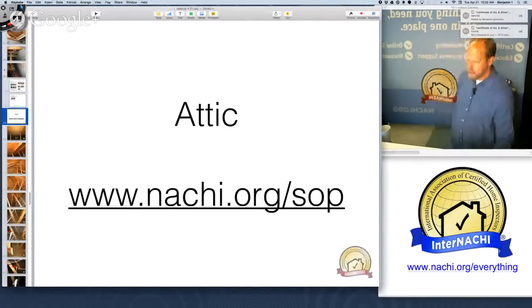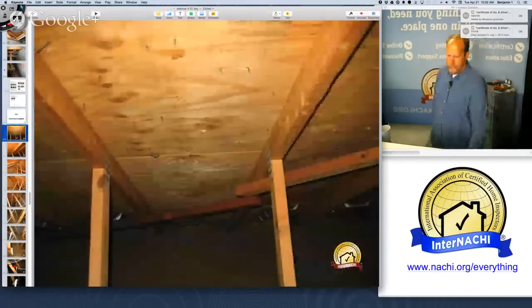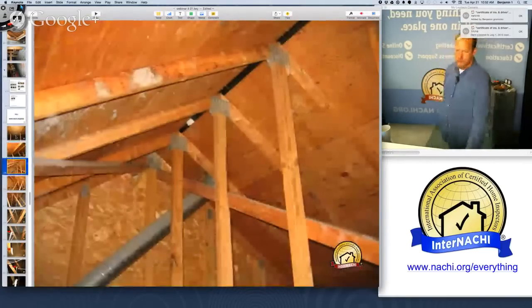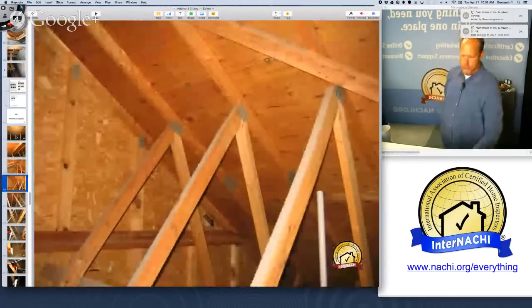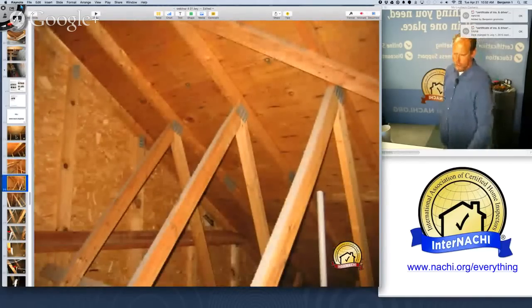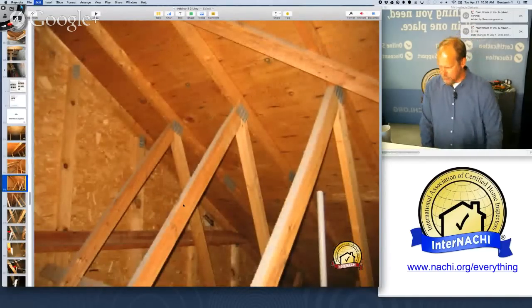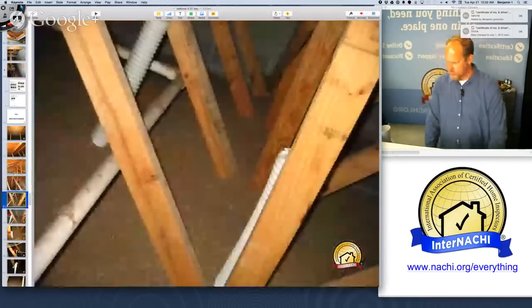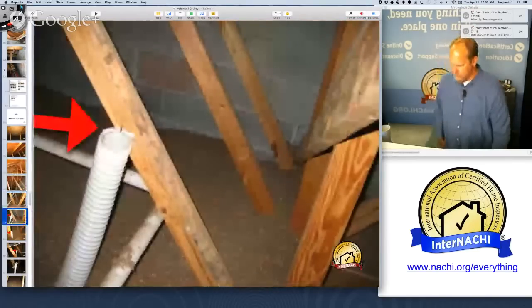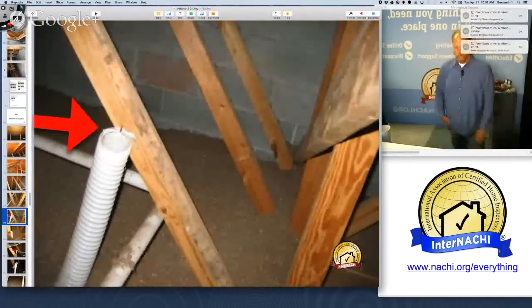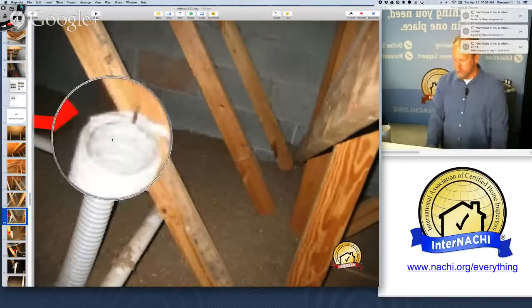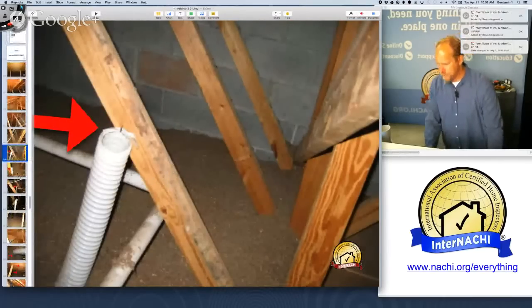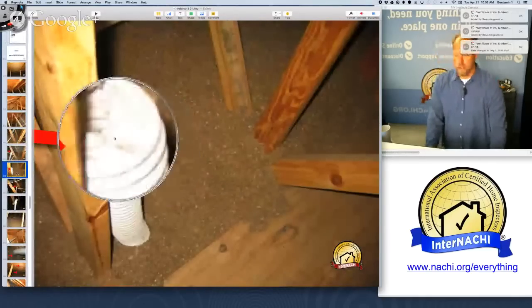Attic is the next system. And I go up in the attic and like to take pictures of all the structural components. This is a relatively small, easy access attic. And I'm looking at anything that goes through the roof or vents in the roof, in the attic space. So there's bathroom vents discharging into the attic. That's not very good. All bathroom vents should discharge outside.